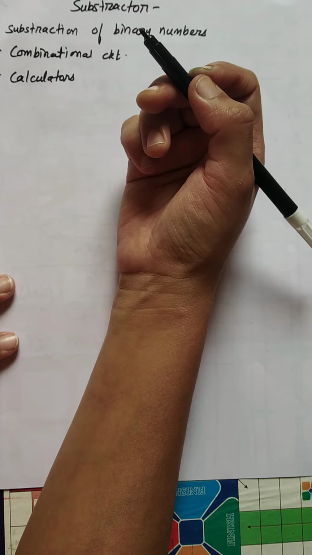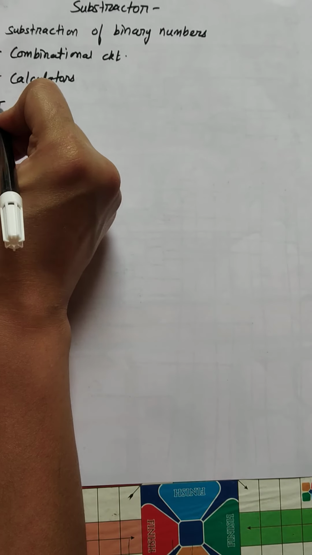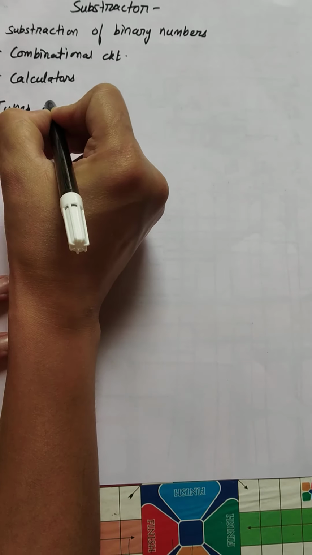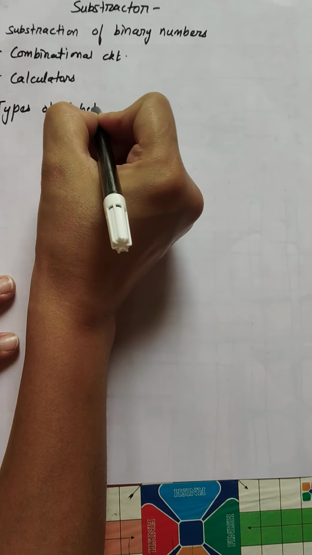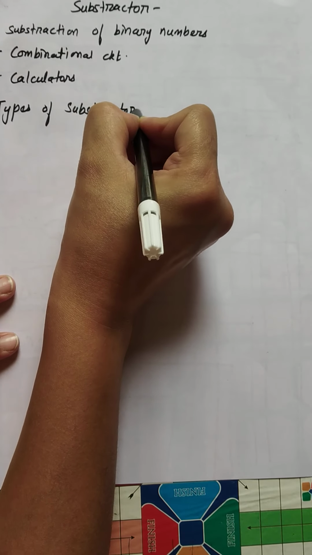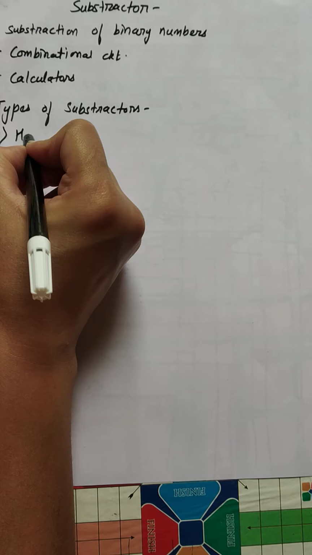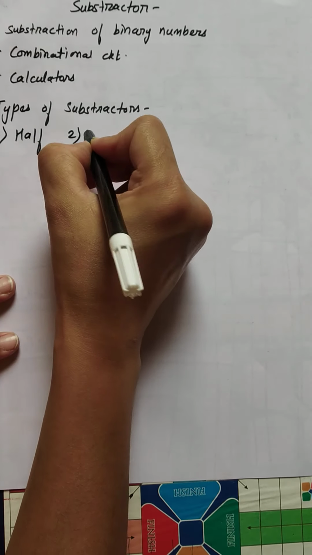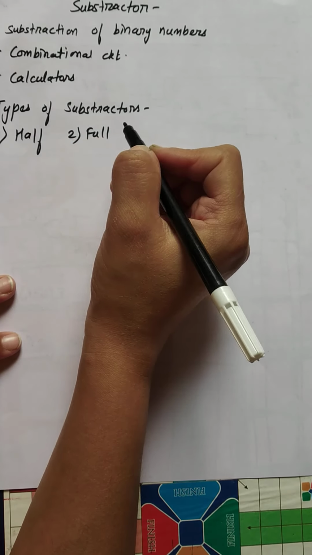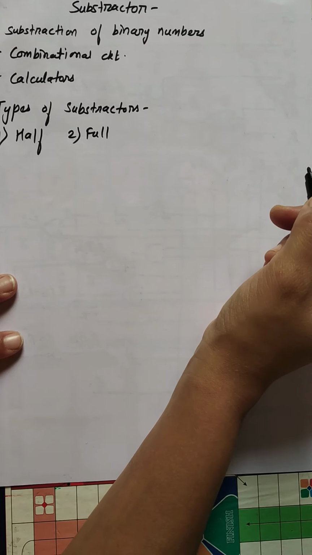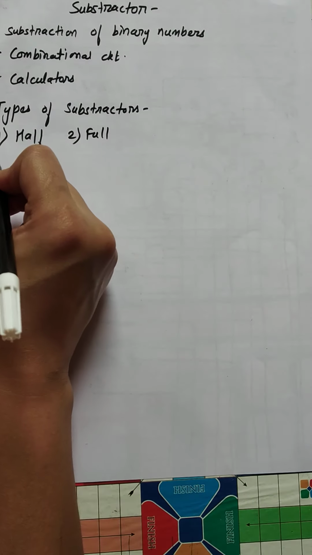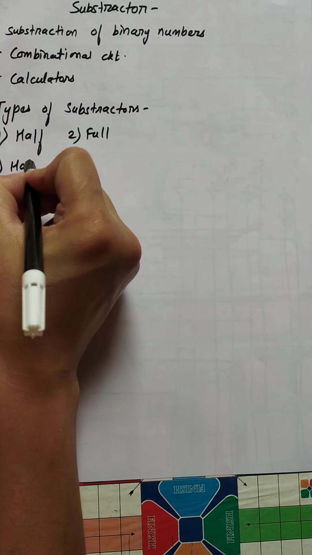So, how many types of subtractors are there? Generally, there are two types of subtractors. Which are they? First one is half subtractor, and second one is full subtractor. So, what is half subtractor and what is full subtractor? What is the difference between this half and full subtractor? We'll see one by one. We'll see first of all half subtractor.